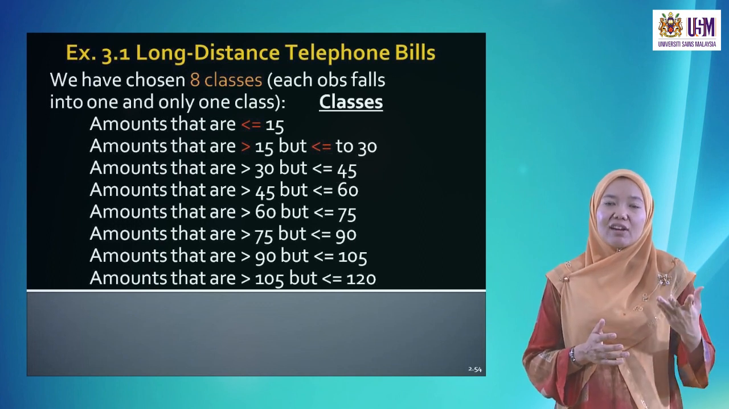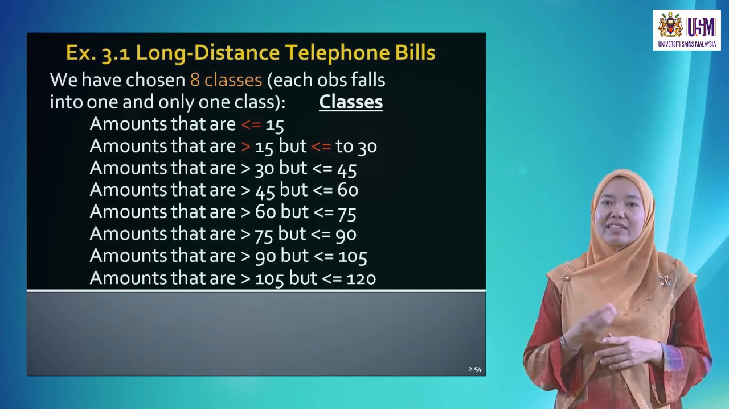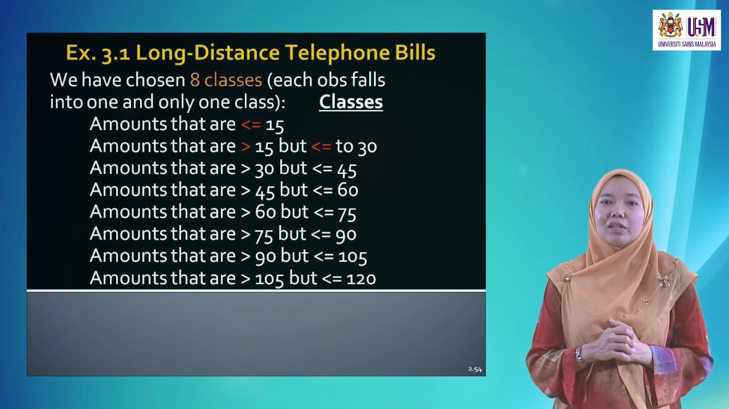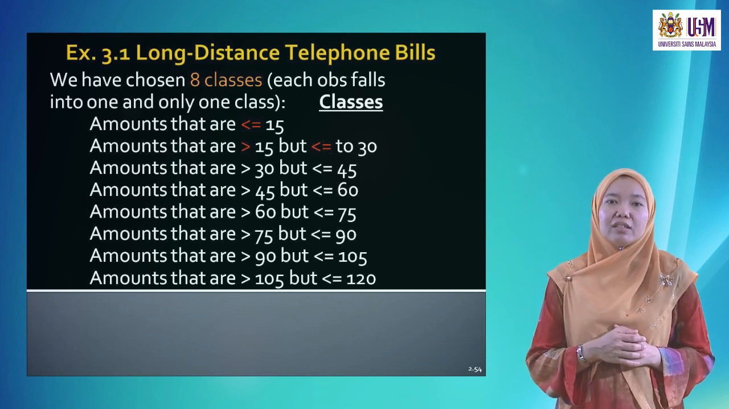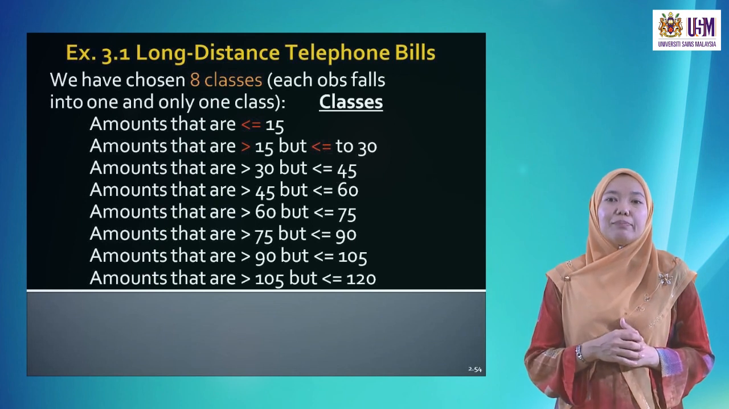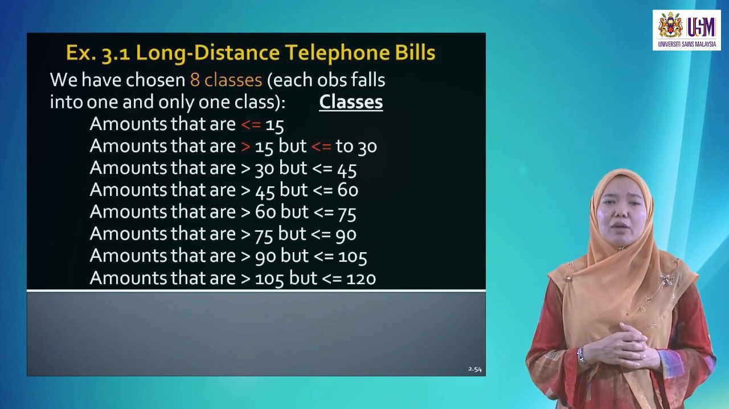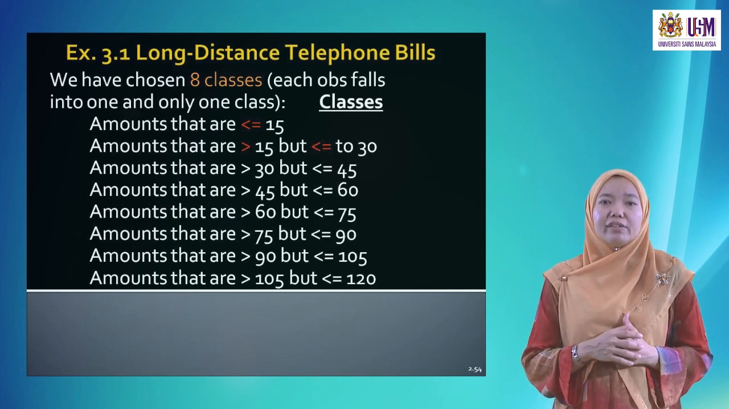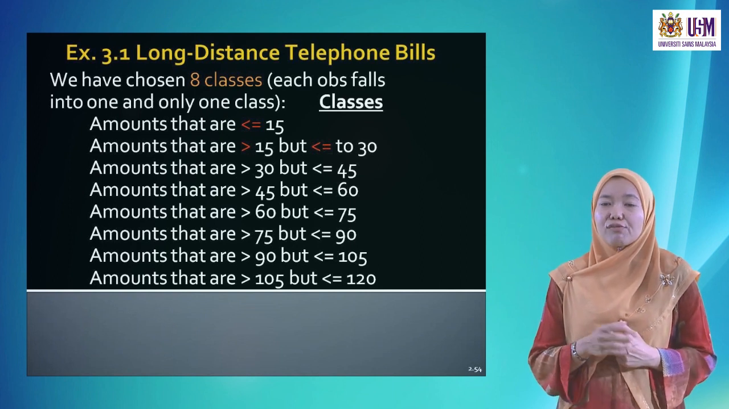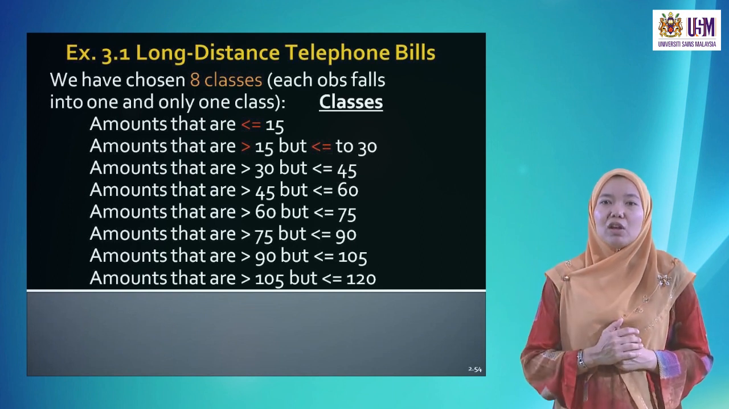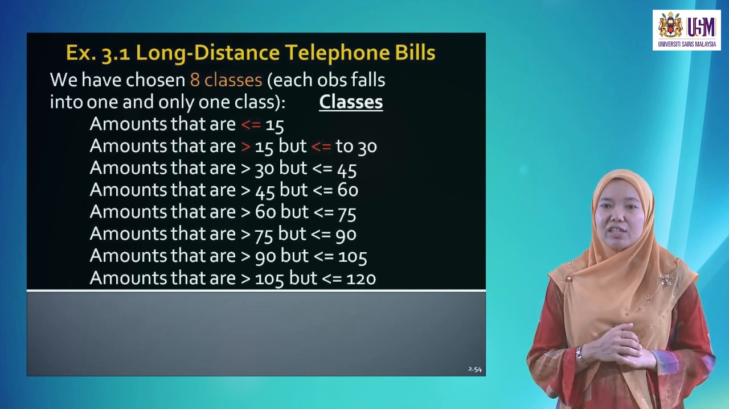So you must categorize into the first group the amount of telephone bills that is less than $15, and then the second group, the amount of telephone bills that is greater than $15 but up to, but not including, 30, and then the third group, the amount greater than 30 and up to $45, and so on and so forth. So these are the classes or the groups of your observations.